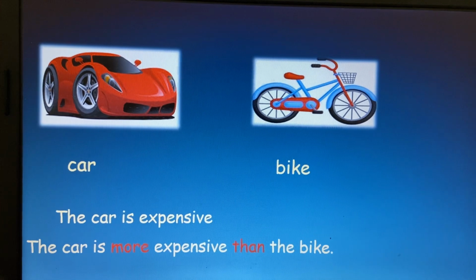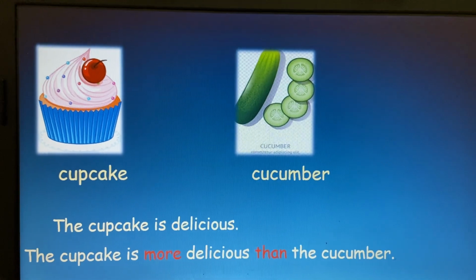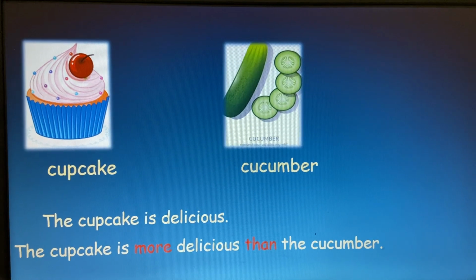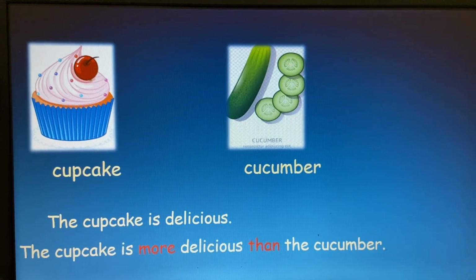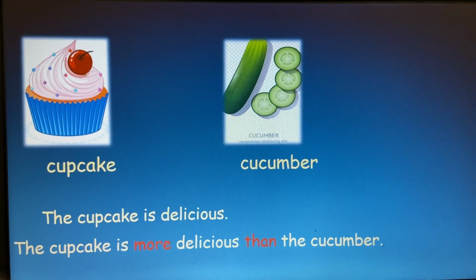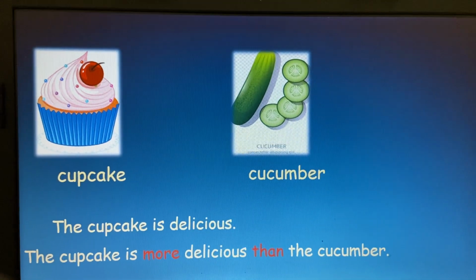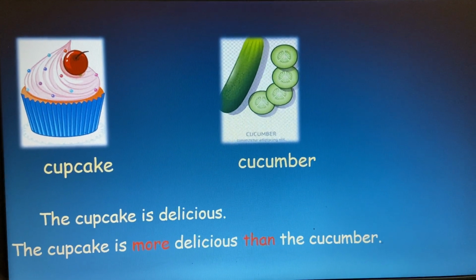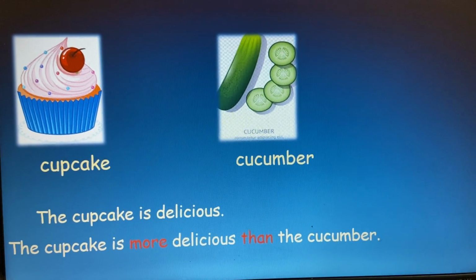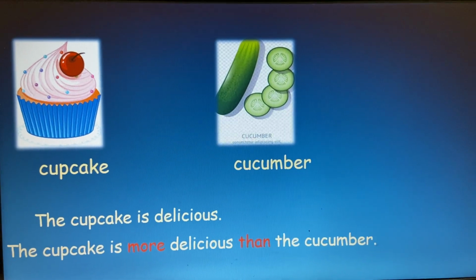And let's compare the cupcake and the cucumber. The cupcake is delicious. The cupcake is more delicious than the cucumber. Let's remember the long adjective. We don't add ER to long adjectives. We replace it with more.